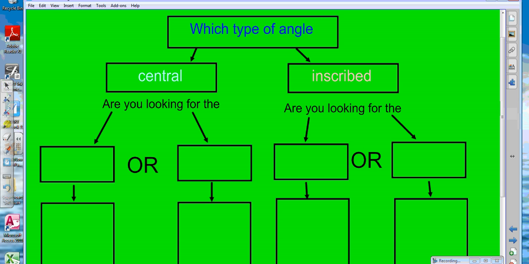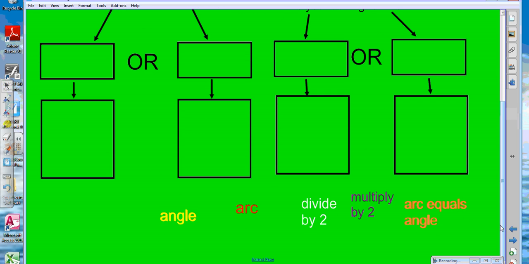So let's start on the left side of our flowchart. Let's start with our central angle. Are we looking for the angle or the arc? Meaning, are you trying to find the angle measure, or are you trying to find the arc? Okay, the angle measure or the arc.